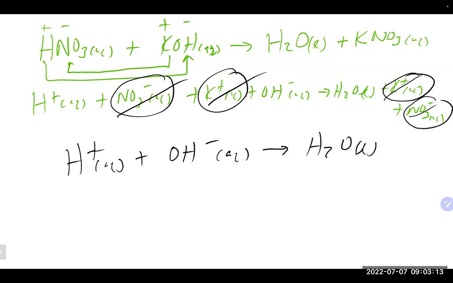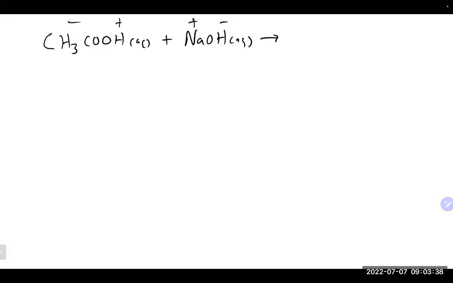Now, if you did have, say, something like a weak acid involved, for example, let's say we took something like acetic acid here, and we reacted it with sodium hydroxide. Once again, this is actually positive, negative, and positive, negative in that case.